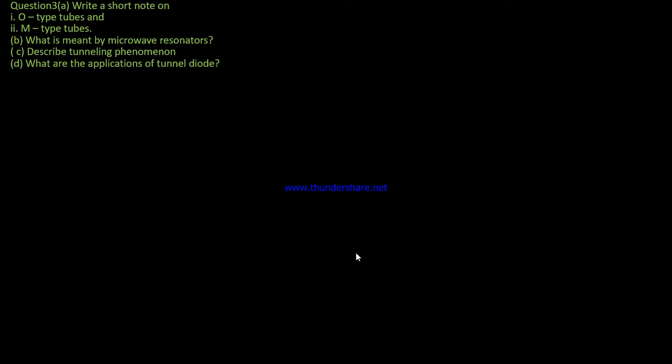Question 3. A. Write a short note on number 1, the O-type tubes, and 2, the M-type tubes. B. What is meant by microwave resonators? The C part says, describe the tunneling phenomenon. And the D part, what are the applications of tunnel diode?